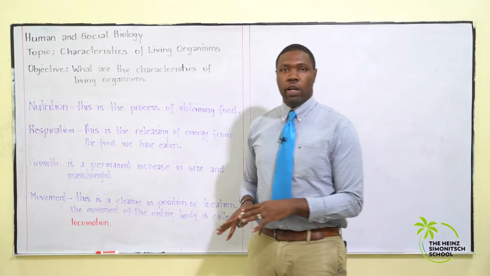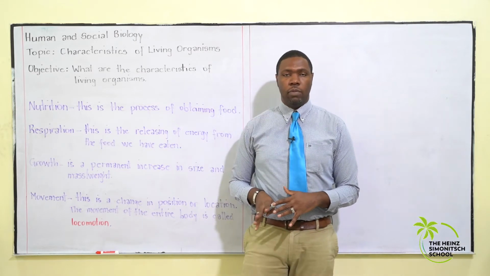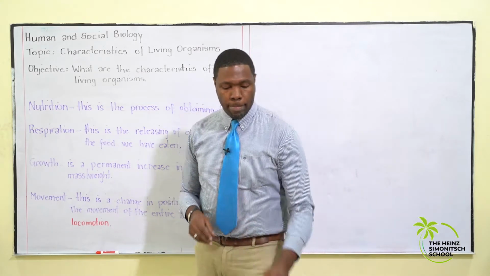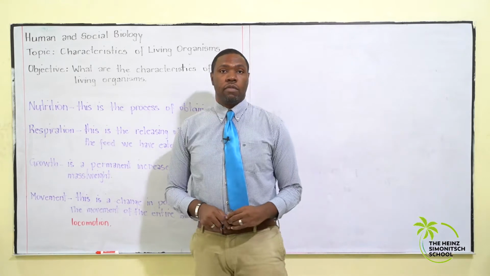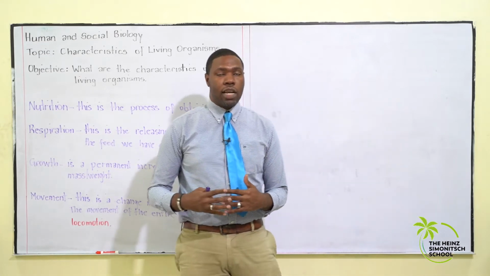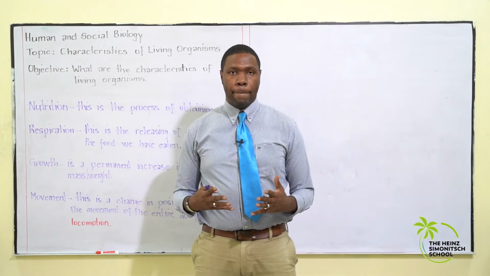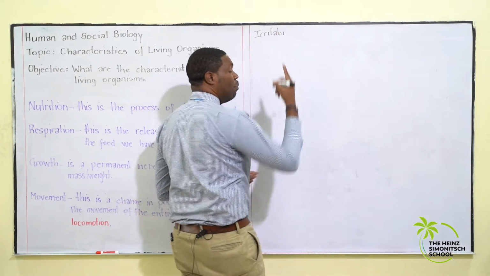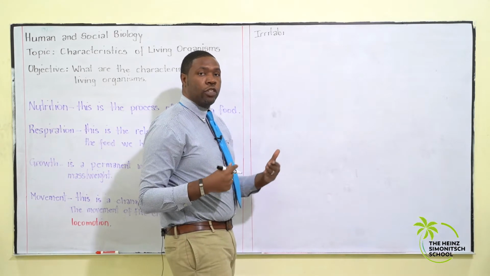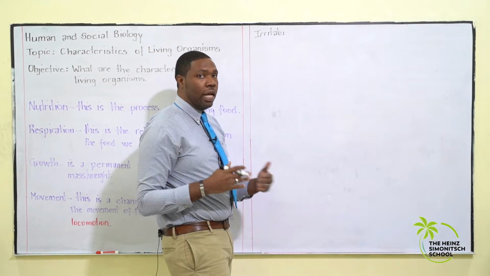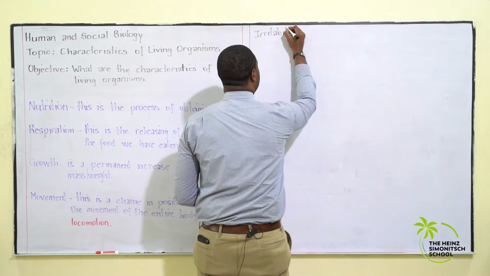So we have covered 4 characteristics of living organisms, and there's 3 more to go. All right? So the next characteristic which we're going to look at is irritability. Now, irritability is simply the ability to detect changes in the environment and to respond to them.